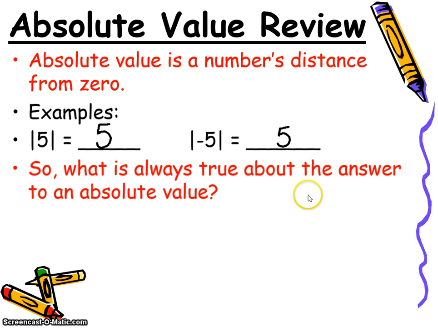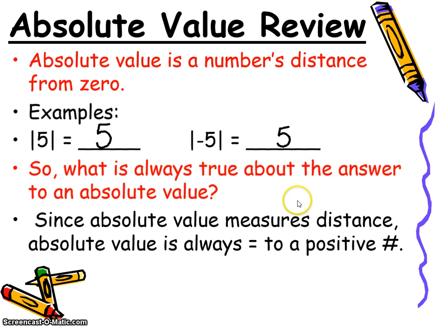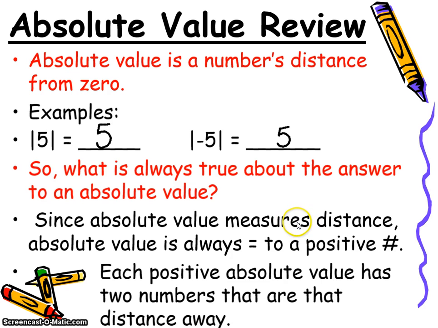So what is always true about the answer to an absolute value equation? Since absolute value measures distance, absolute value is always equal to a positive number. You can think about it as driving your car. Whether you drive your car forwards or backwards, you've still traveled a distance. Each positive absolute value has two numbers that are that distance away. So if we were looking at what numbers are 5 away from 0, there will always be two of them.